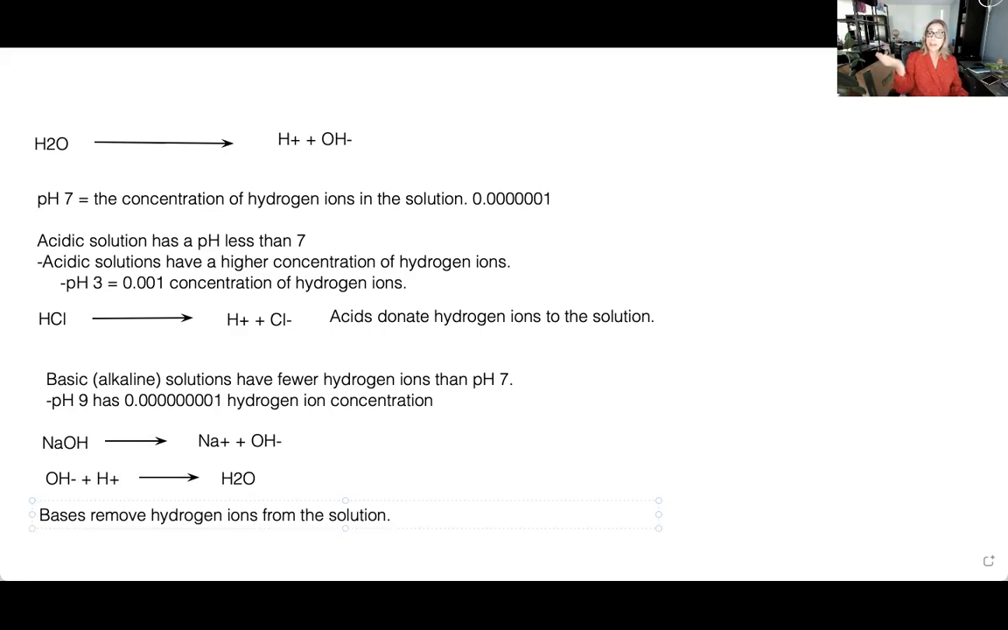As you go up the pH scale, you have basic solutions. As you go down the pH scale, you have acidic solutions. So let's go back to the PowerPoint.